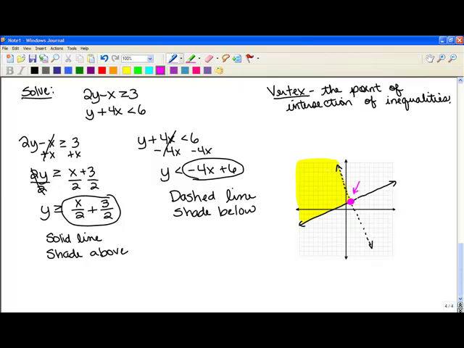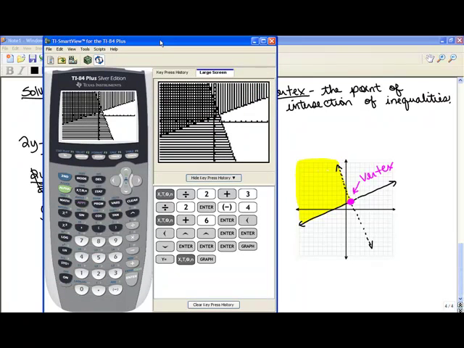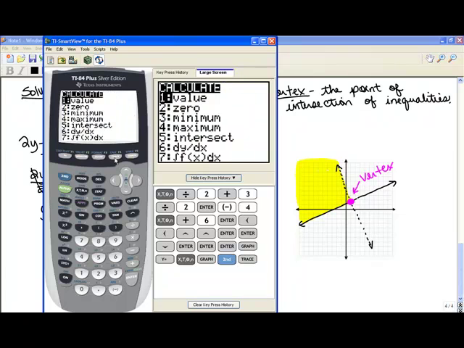Now where two inequalities cross, we have what's called a vertex. This is a point of intersection. We can find this in our calculator. To find the point of intersection, press second, calculate. Choose command number 5, intersect.